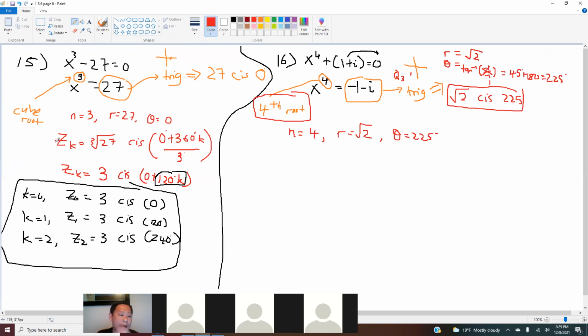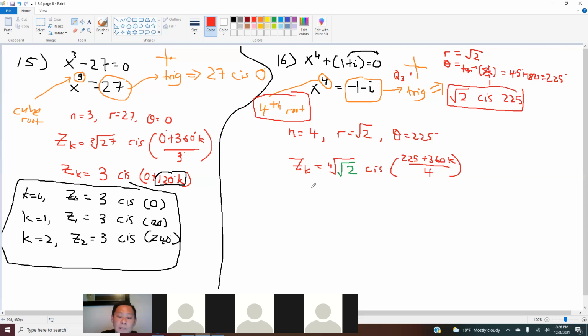Okay. So we will apply this to your z_k formula. Now the z_k formula says it is the nth root of r. Okay, n in this case is 4, but r in this case is another square root of 2. And then we have a cis of theta, which is 225, plus 360k, divided by n. n in this case is 4, because we are doing the fourth root.